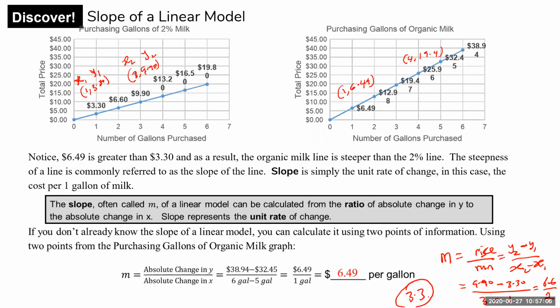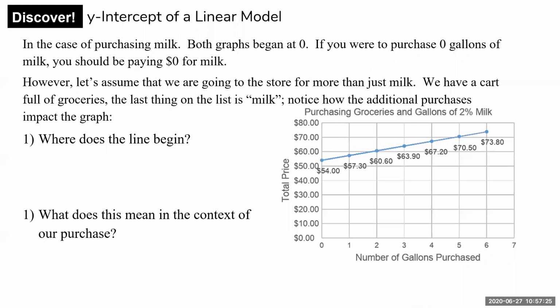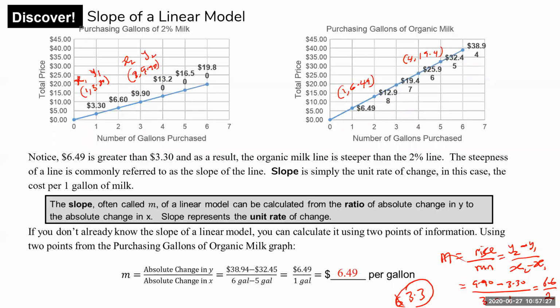And we are going to realize that now we did the slope for the organic milk. This means that for every gallon of organic milk, I pay 6.49. And then the slope I just found for 2% milk means that for every gallon of what? 2% milk, I pay $3.3. Okay, nice. So that is what the slope really means. The interpretation is as simple as it relates to the graph.